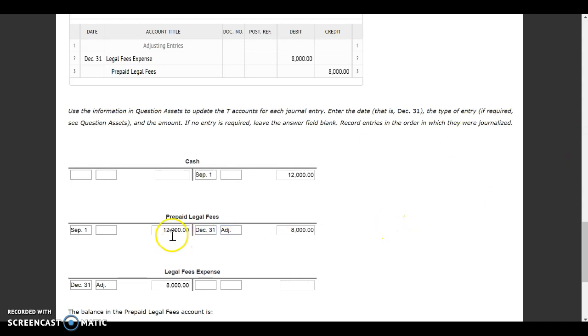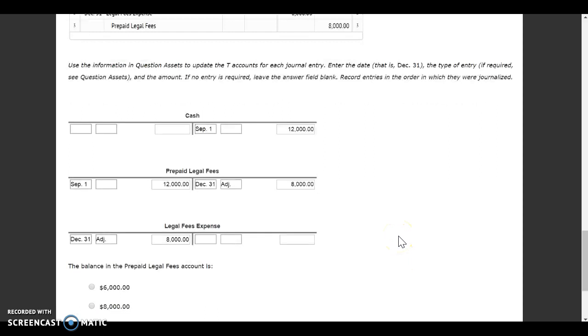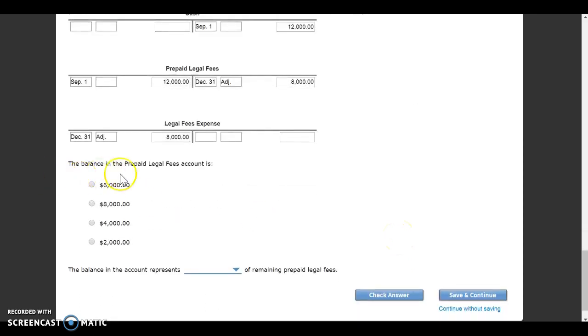So now when I look, I initially prepaid those legal fees of $12,000, but we've taken out 8,000. So I've still prepaid $4,000 of legal fees, which would be 2 months. So the balance in the prepaid legal fees account is, like I just said, 4,000. We would take that $12,000 debit minus the $8,000 credit, which gives us $4,000.